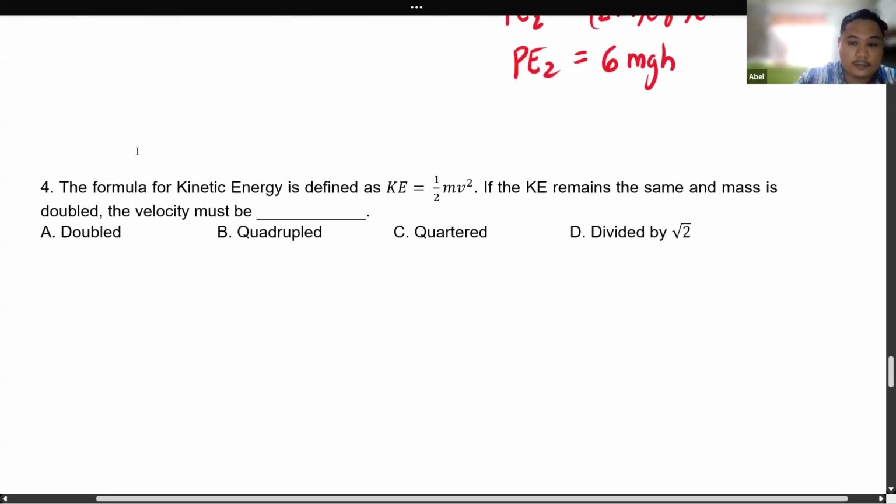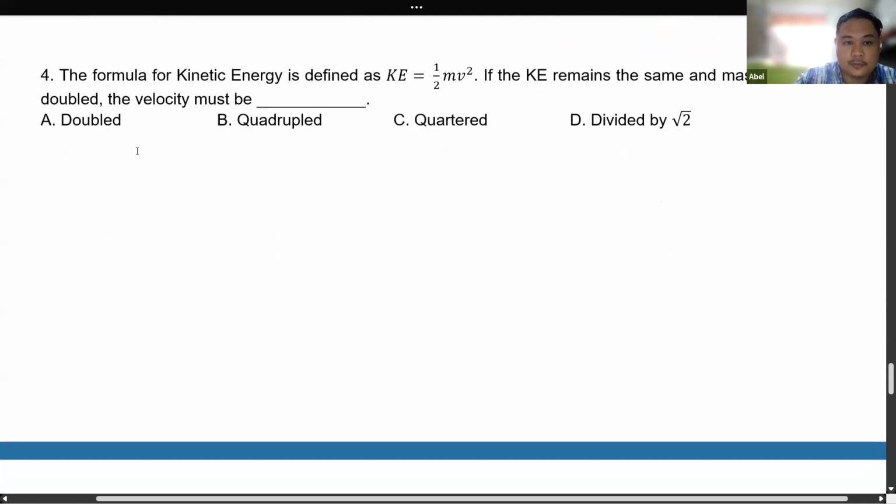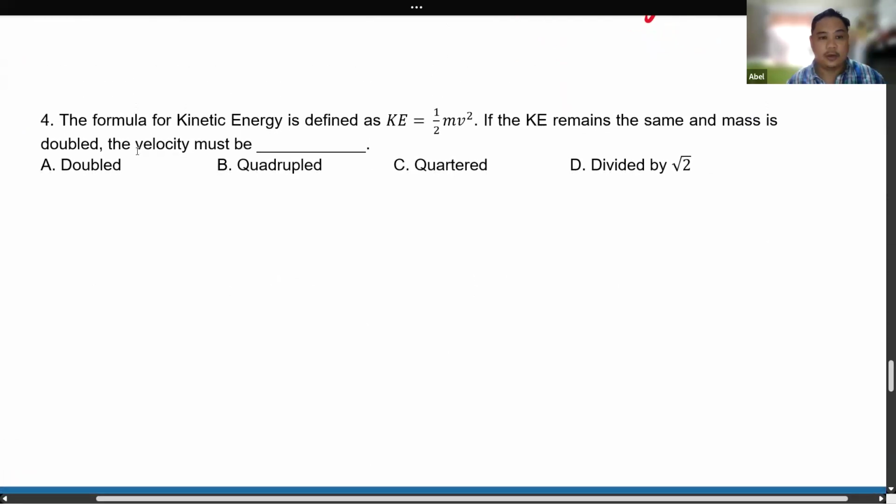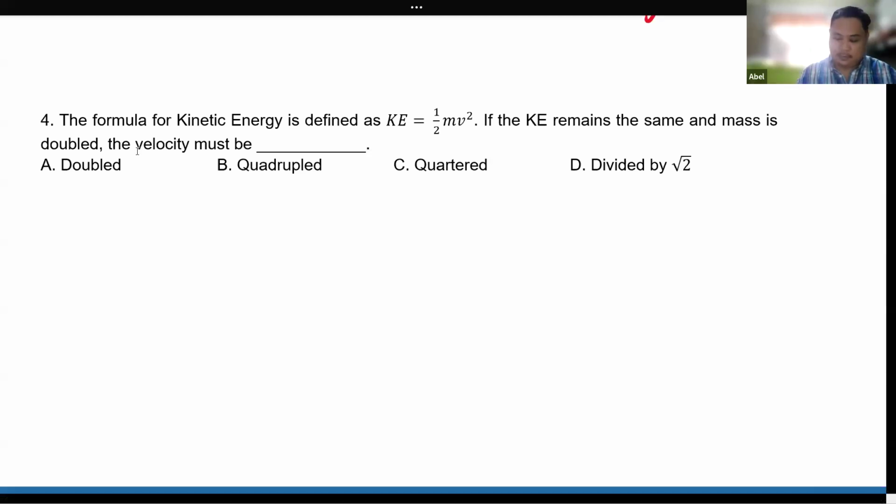Next, let's look at number 4. The formula for kinetic energy is defined as K equals to 1/2 mv squared. If the kinetic energy remains the same and the mass is doubled, what must the velocity be? So this one is quite a bit difficult, but let's try to answer this part.